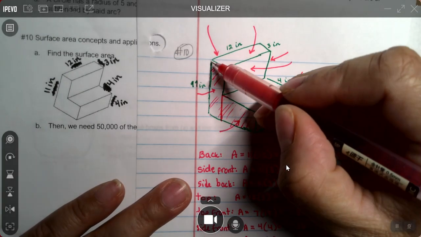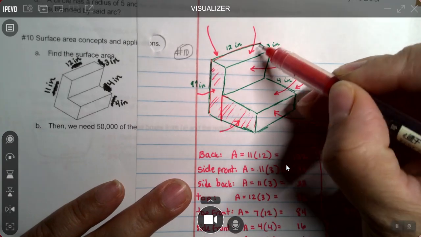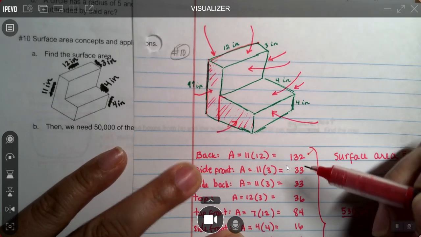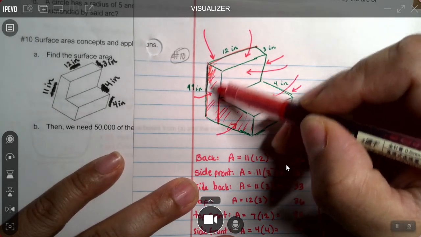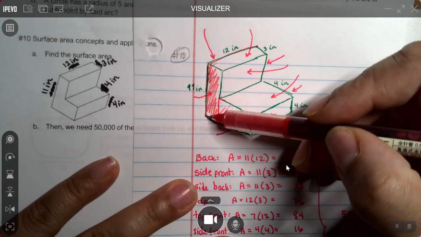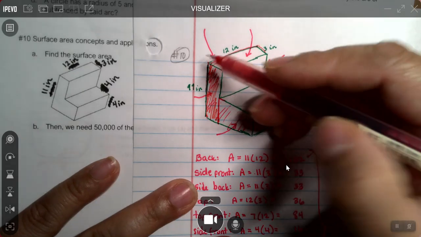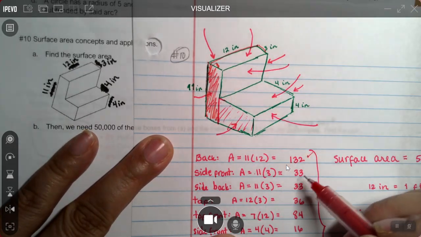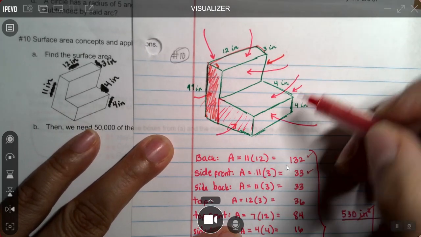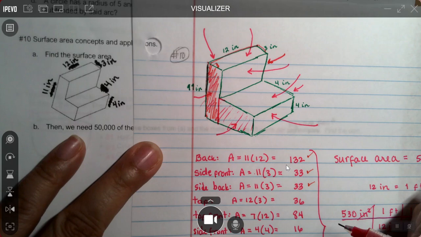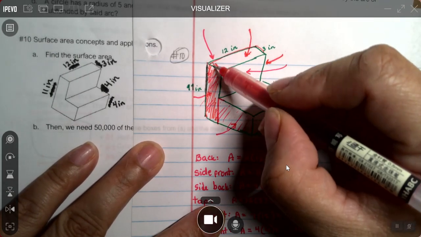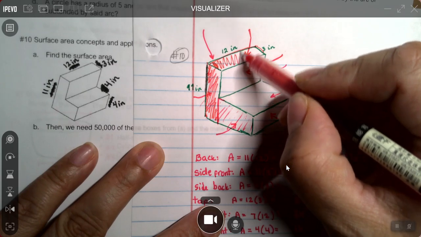So the back is a rectangle, 11 by 12, 132. This front right here is a rectangle, and it's 11, since this is 3, this one is 3 as well. It's 11 by 3. And then there's one in the back, right? So that's the other 33. Then I did the top, right? Which is 12 by 3.